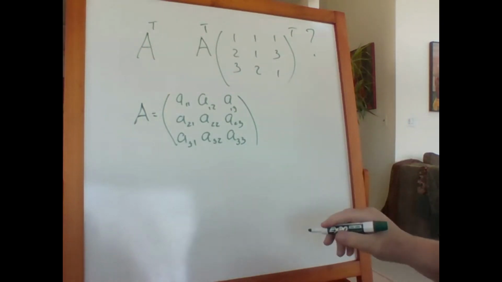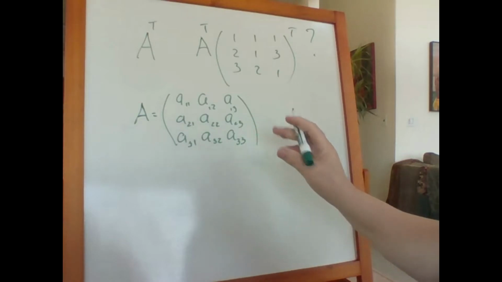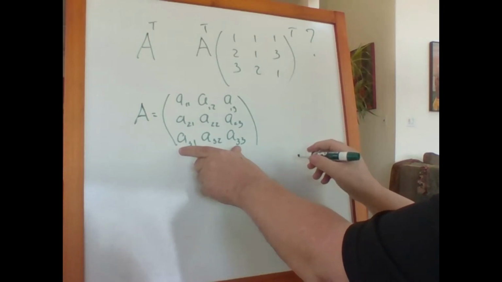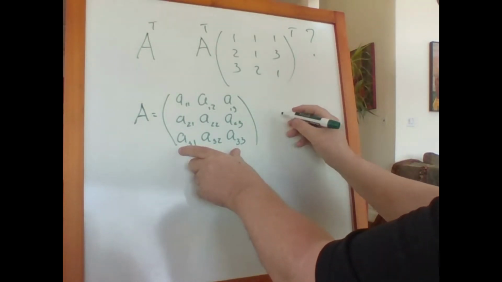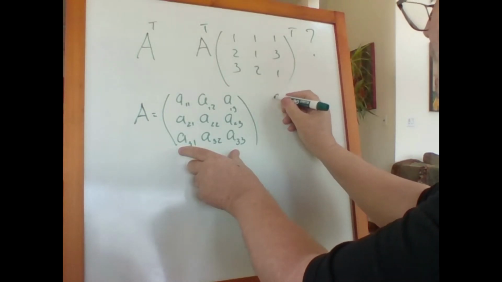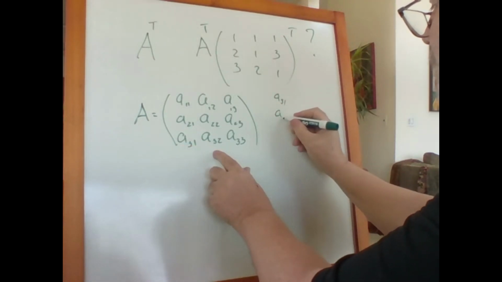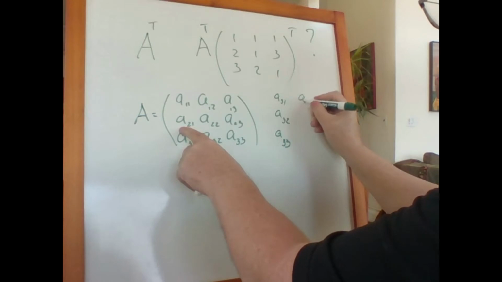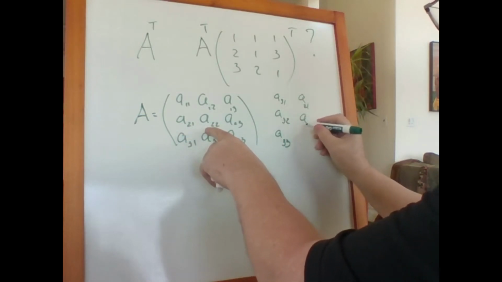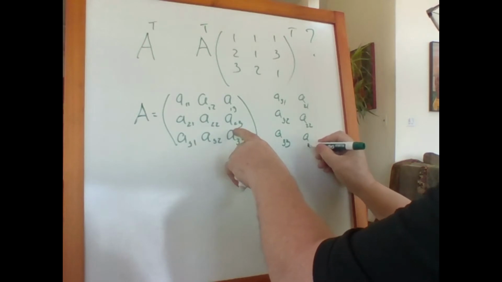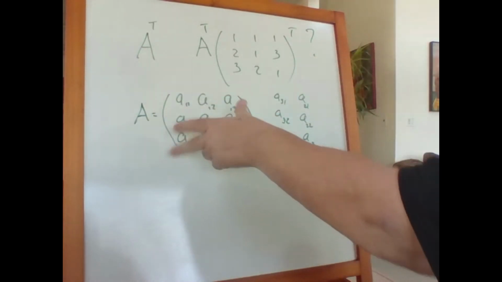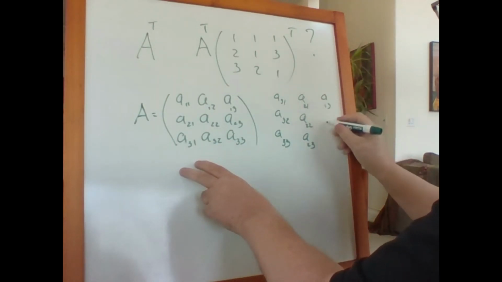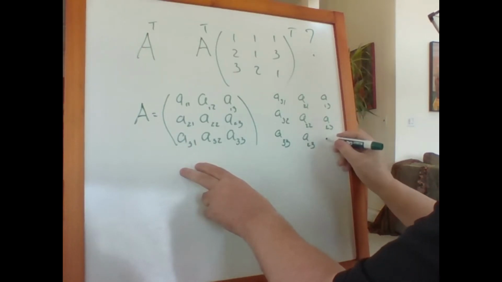All right. What I do is I just rotate that matrix on its side. So then that becomes a column. Okay, so I rotate that on its side and I got A31, A32, A33, A21, A22, A23. See, I'm just rotating it clockwise. And A13, A23, A33.